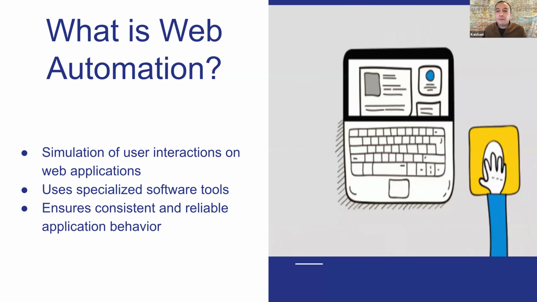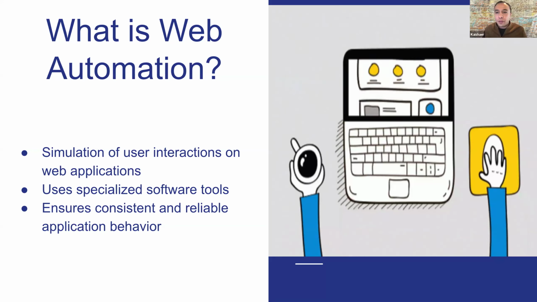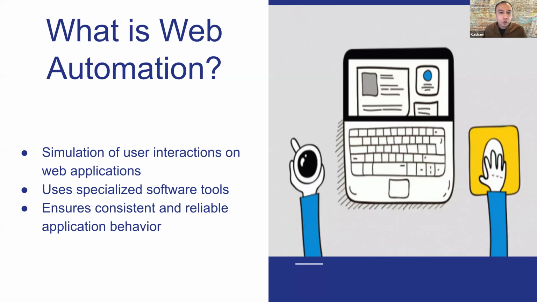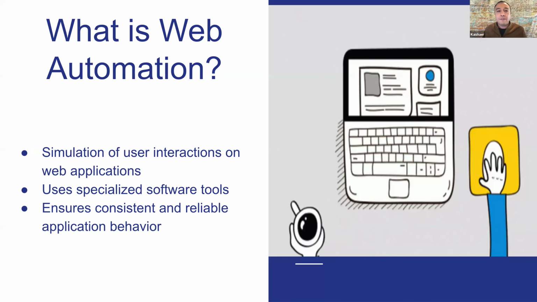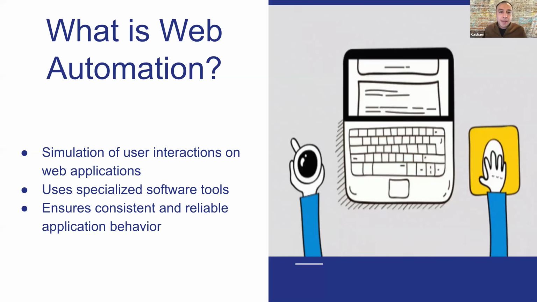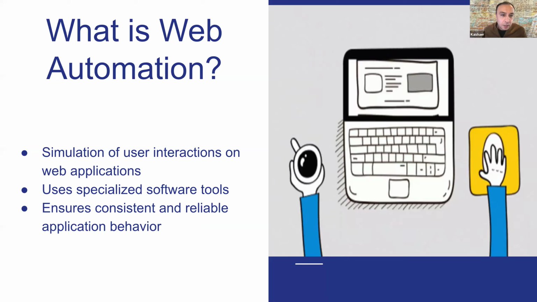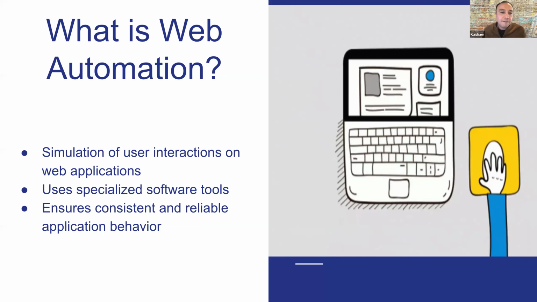No matter how often things change, whether you are adding a new feature to your application, making a UI update, or dealing with different user behavior. So instead of manually checking every little detail, automation runs tests for you, helping catch issues before they reach your users. It's like having a super reliable assistant that never gets tired of testing your app.